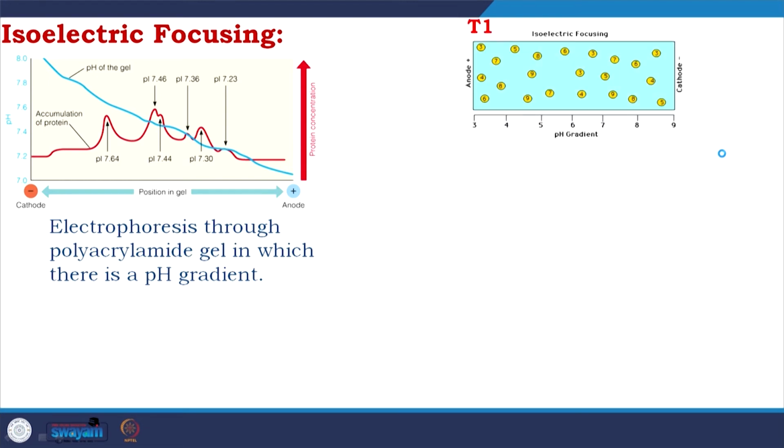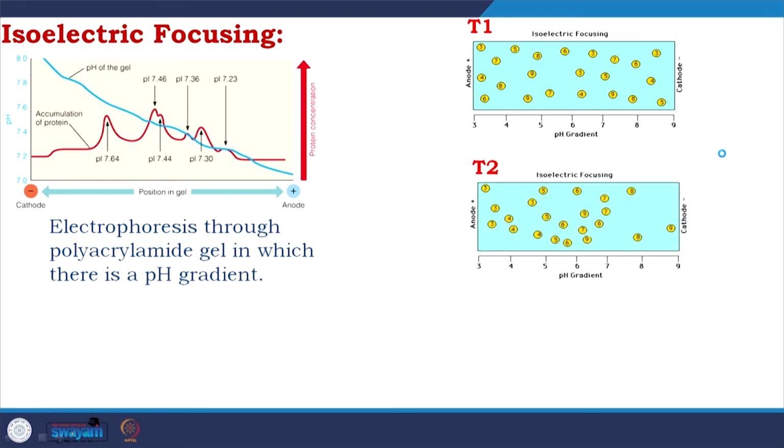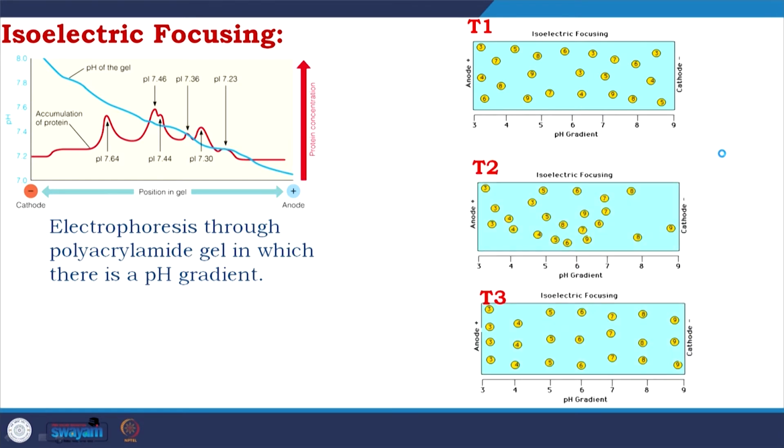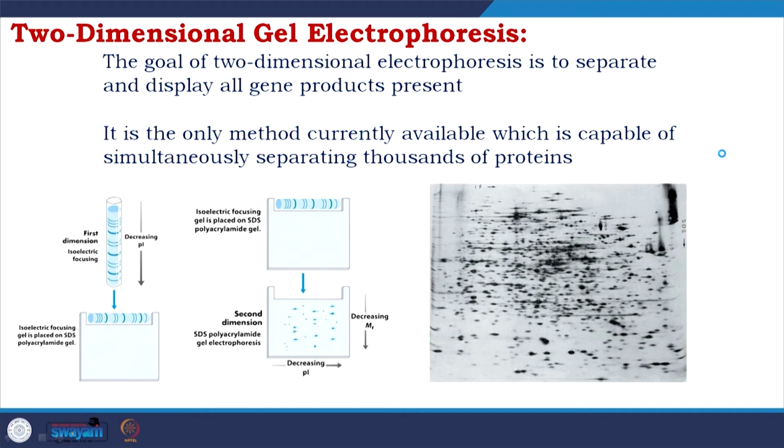So, you start at time 1, they are random, then gradually they are separated, and ultimately they are separated from anode to cathode because of the isoelectric focusing, the difference in the pH gradient along with the different PIs. Now, you combine these two techniques, isoelectric focusing and gel electrophoresis. It is called two dimensional gel electrophoresis.